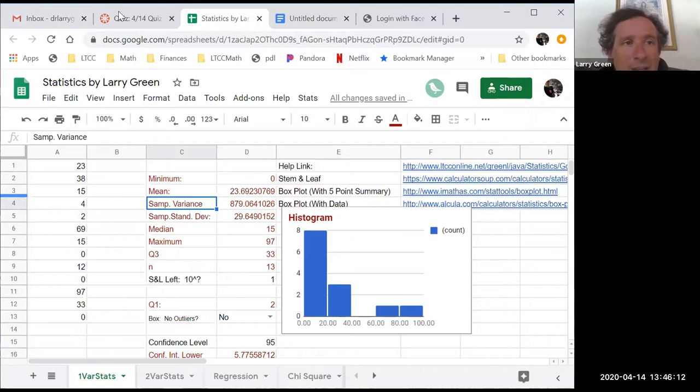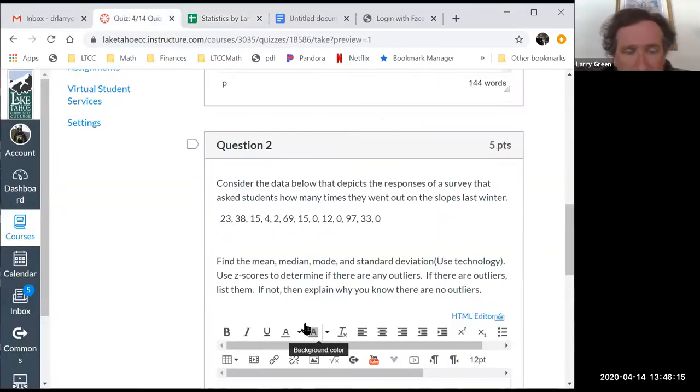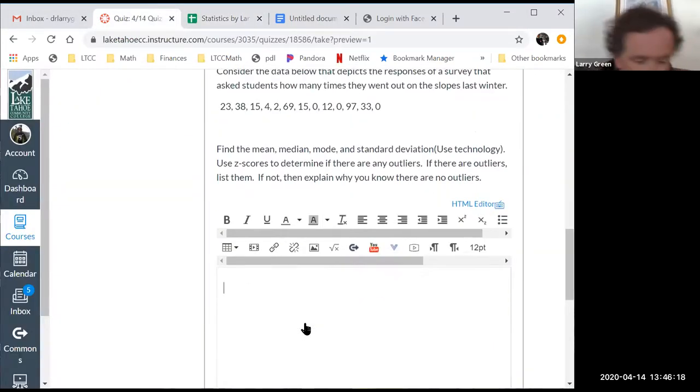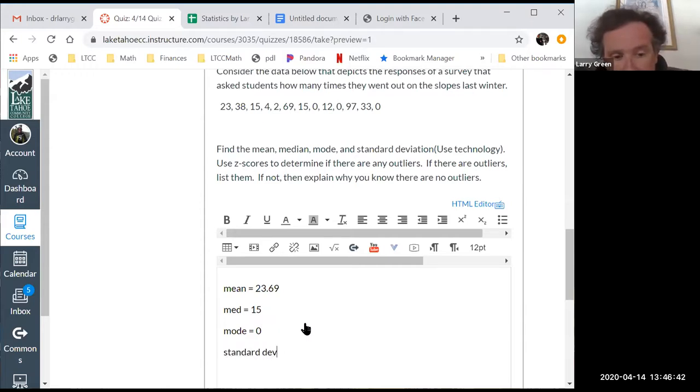We go back and type those in. So we have the mean is equal to 23.69. The median is equal to 15. The mode is equal to 0. And the standard deviation was equal to 29.65. Any questions so far?